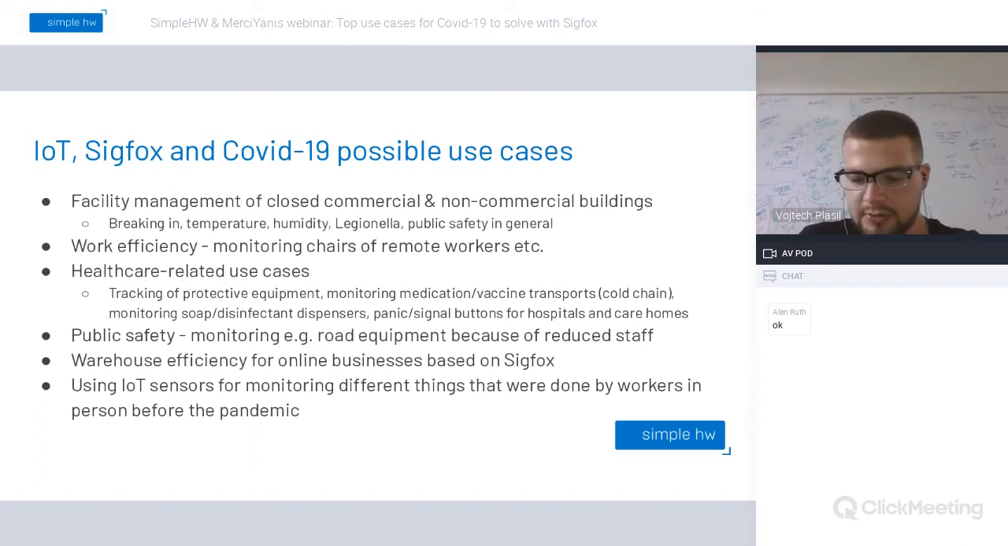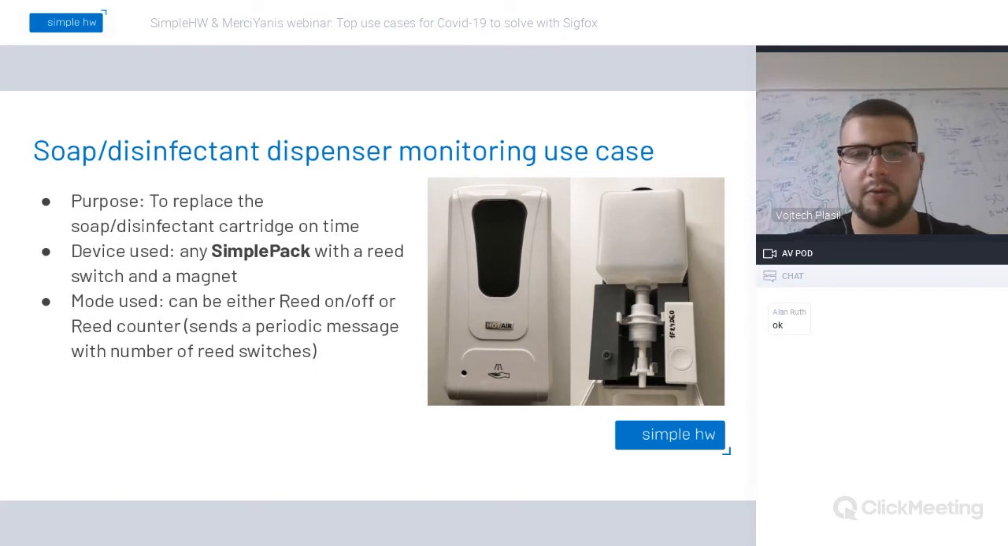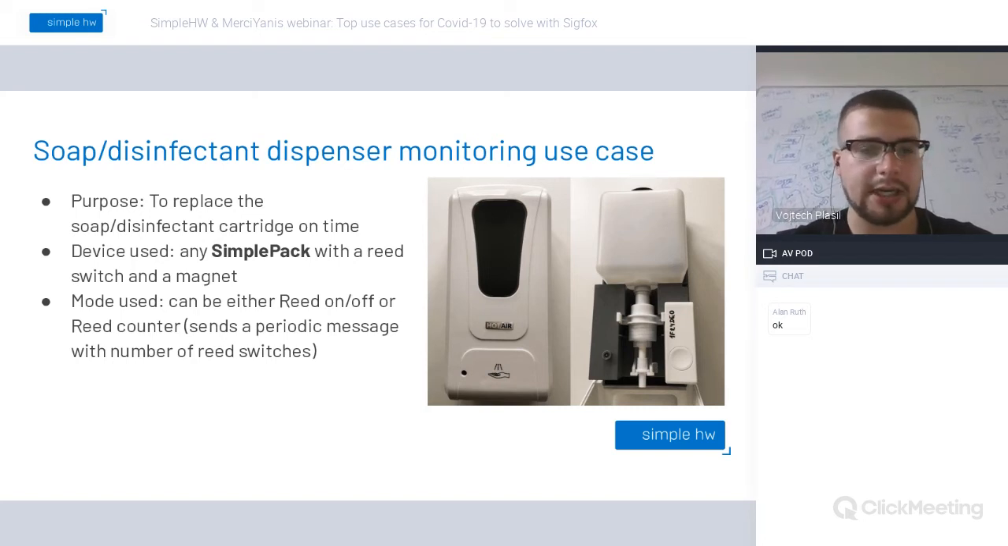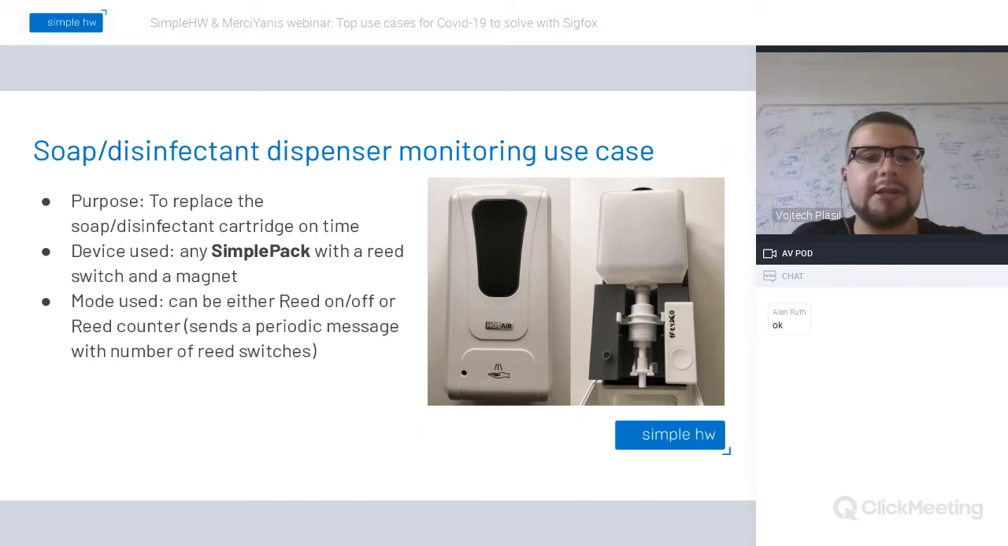Let's have a look at the use cases. We have a few of them, I think 4 or 5. And please note that these use cases are already in use. If you would be interested in them, we can provide them at any given time. They are not prototypes; they are ready to go. The first one we've chosen is a soap dispenser.